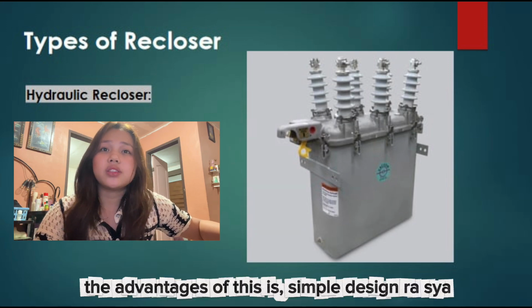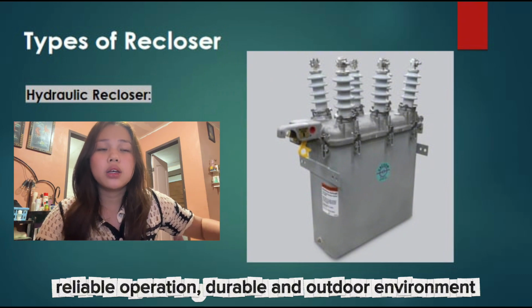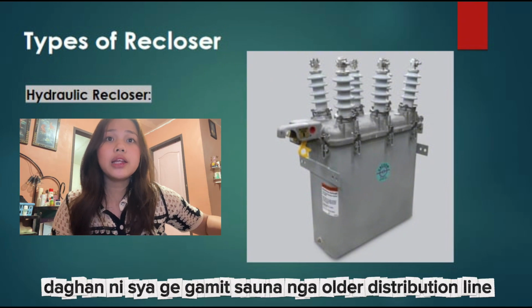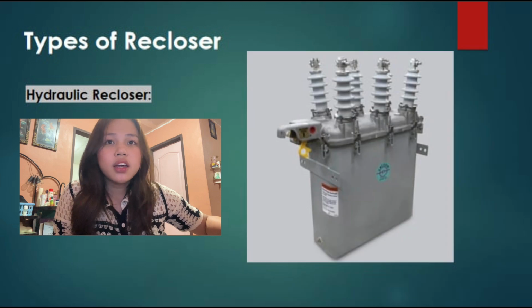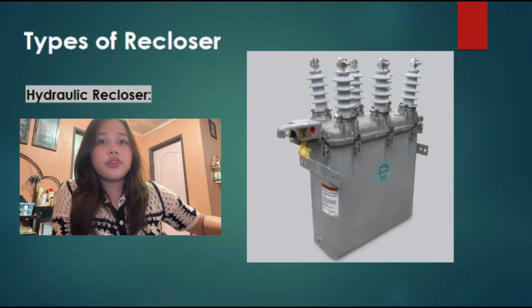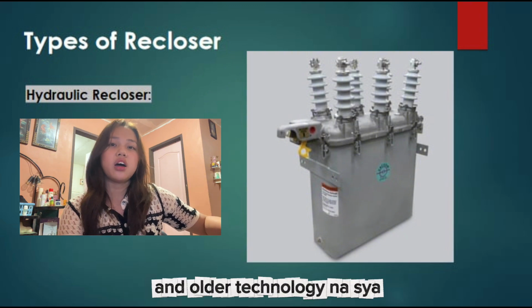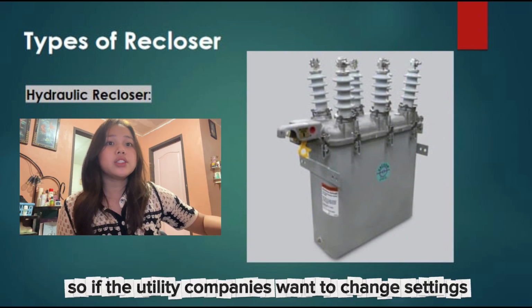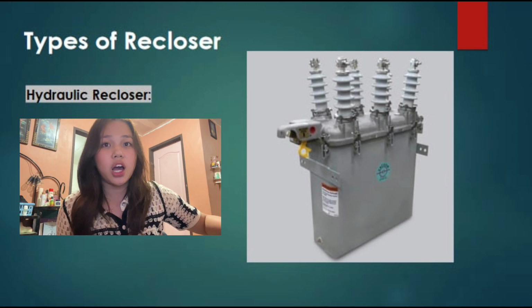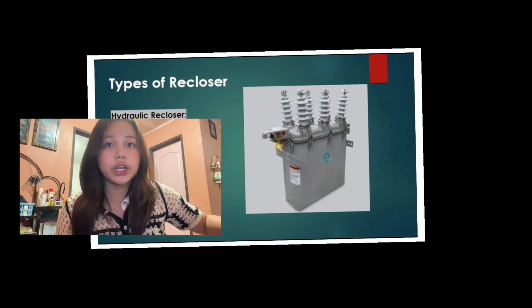So, the advantages of this is simple design ra siya, reliable operation, durable and outdoor environment. Because simple ra iyang system, daghan ni siya gigamit sa una na older distribution line. Then, the disadvantages of this also, compared to the modern recloser, less flexible siya, slower adjustment, limited iyang settings, and older technology na siya. So if the utility companies want to change settings, usually manual adjustment pagid na siya. And unlike modern digital system, dili siya kaayo capable for remote monitoring.